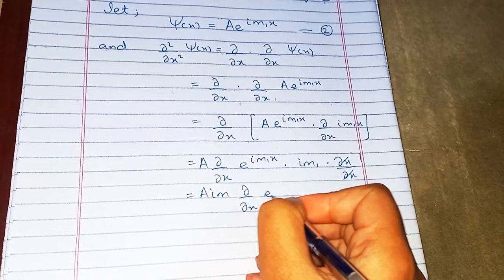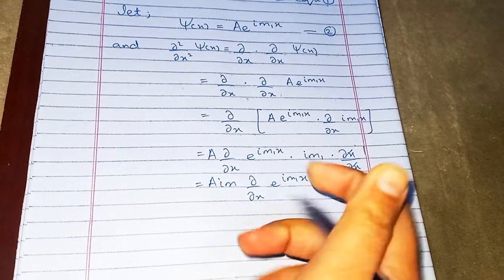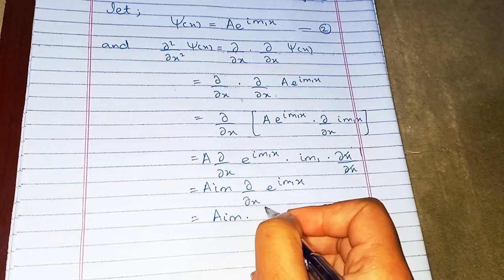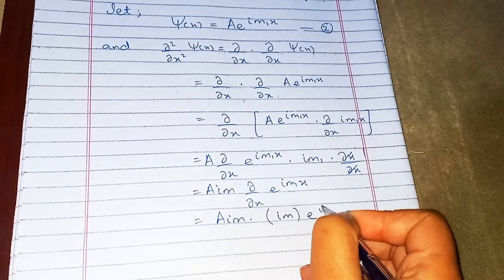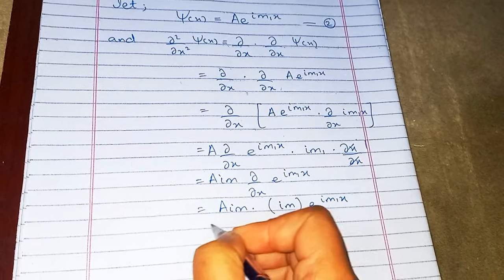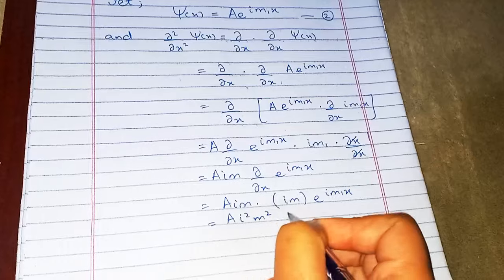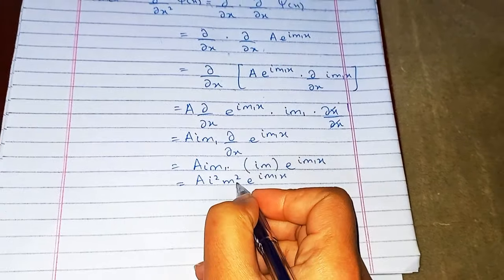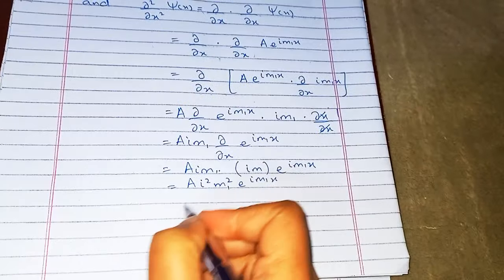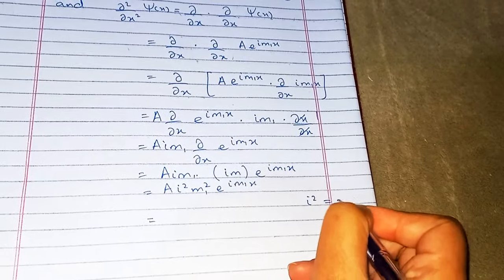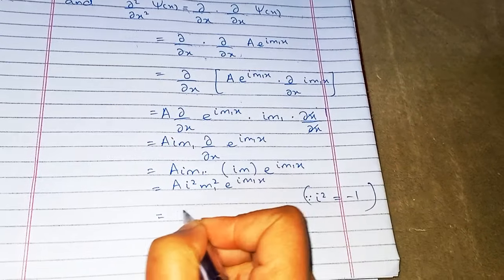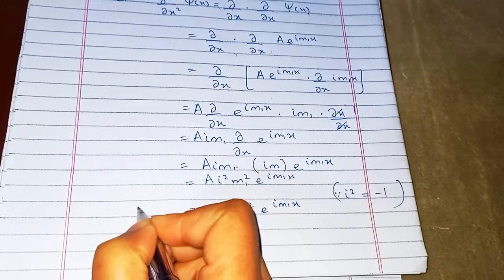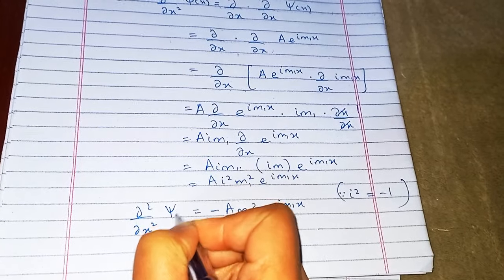We have m1x. Okay, let's take its derivative again, which will be the same thing. That will be iota m times e to the power iota m1x. So it's iota square m1 square e to the power iota m1x. And iota square equals -1, we know that. Since iota square equals -1, it's minus a m1 square e to the power iota m1x. That is the double derivative of psi of x.